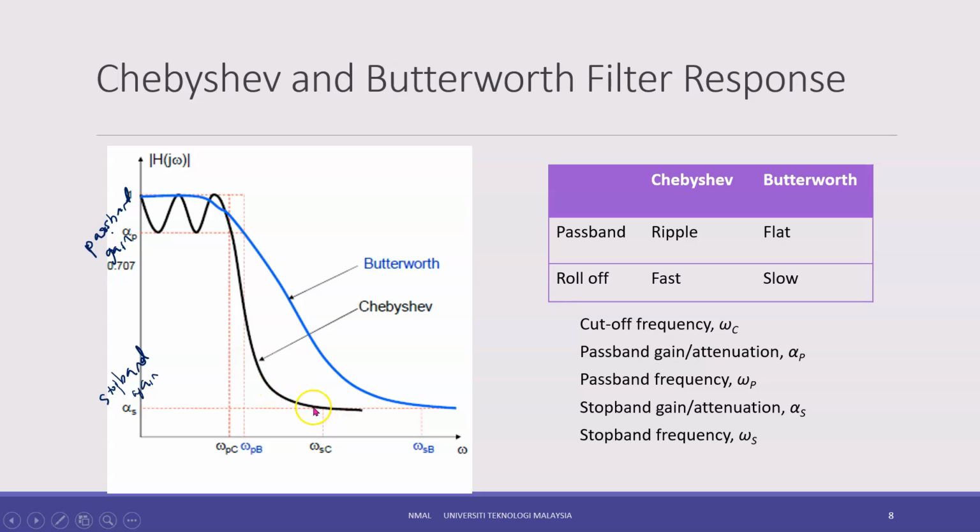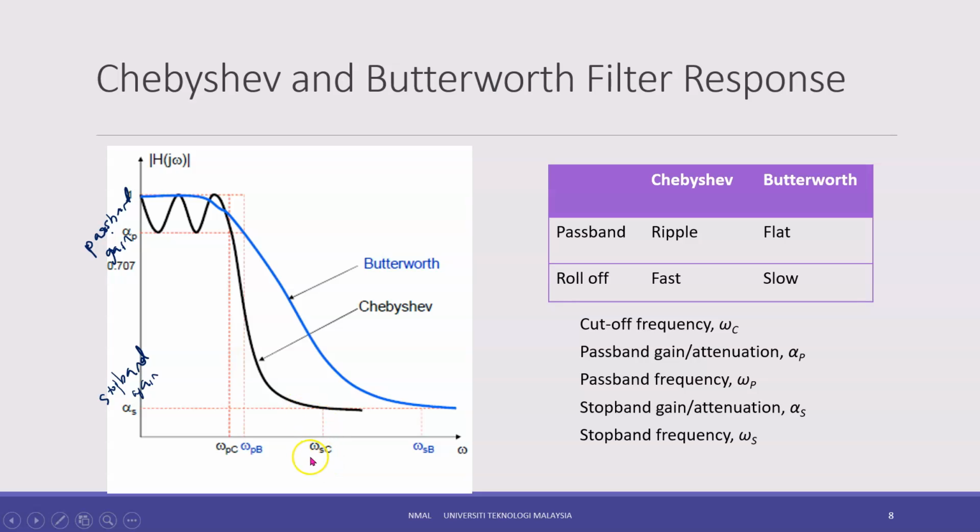The intersection with this Chebyshev filter will correspond to omega S, which is the stop band frequency. You see that at the stop band frequency, the gain of alpha S is not zero, because we do not have an ideal response. In an ideal response, when we transition from pass band to stop band, the gain of the stop band is zero. Again, remember alpha P corresponds to omega P and alpha S corresponds to omega S.